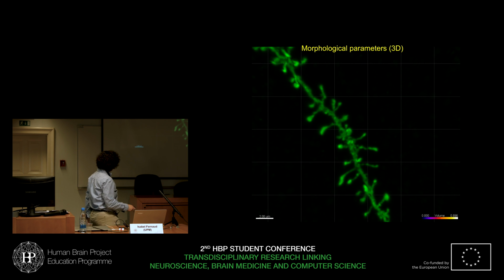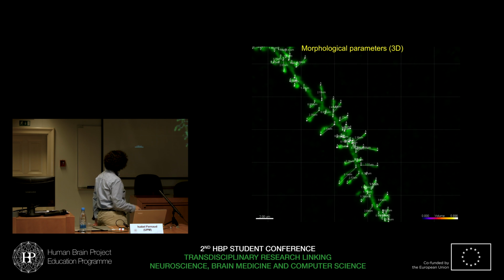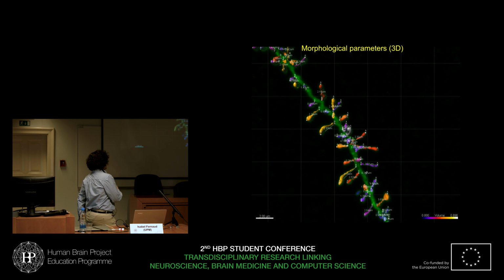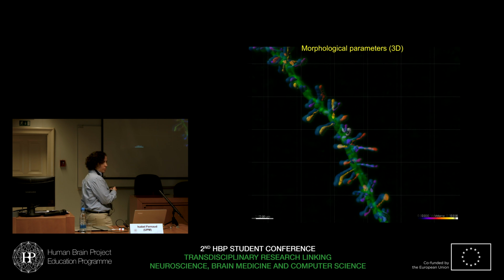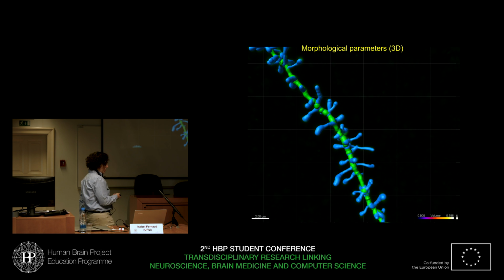This program allows you to obtain the length of the spines, the volume of the spine, and the position of the spine. Well, it's true that the length you have to calculate manually. I mean, manually, you have to place a point on the head of the spine and another point in the neck. And you do it spine by spine? Yes, I do it spine by spine. 8,000 spines in a neuron.